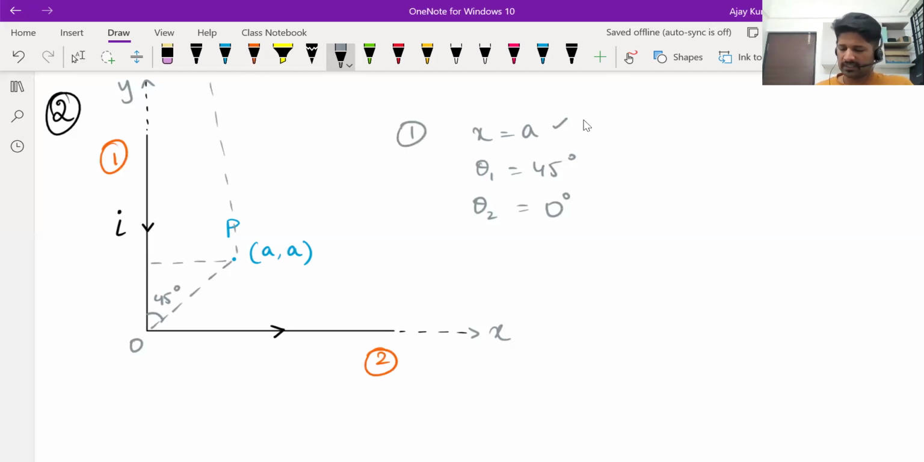Harika, what about the second wire? Is the distance from the second wire also equal to x? Yes, sorry, also equal to a. Yeah, it is a because the y coordinate is a. And for the second wire also the angles are the same.